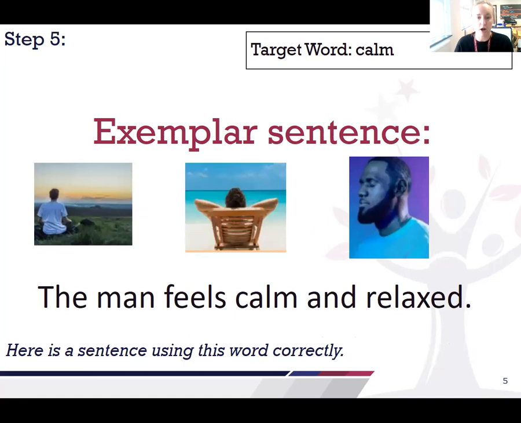So here I've got an example sentence, which is describing the pictures. Okay, I've said here, the man feels calm and relaxed. So you can see this man here lying on a beach. Oh, he's lying back on his sun lounger like this. Okay, and he feels calm and relaxed. So here is a sentence that uses this word correctly.